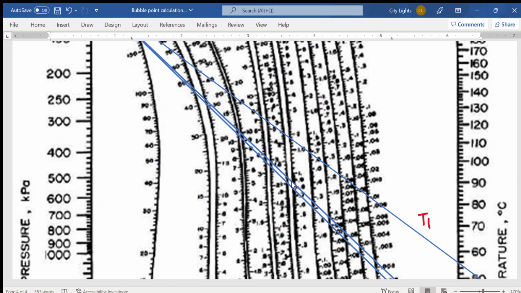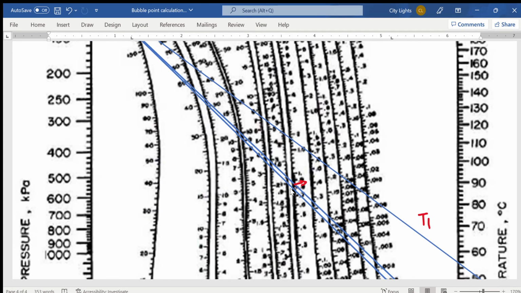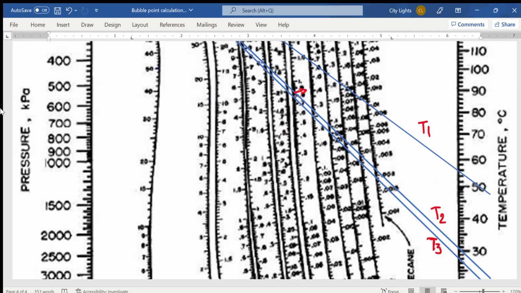So I need to pick this point here, and I need to pick this point here, and make a line between these 2 points. Then I'm just going to extend this line, and I'm going to call this T2, and it cuts the graph at 30. And at 30, this is my new temperature.